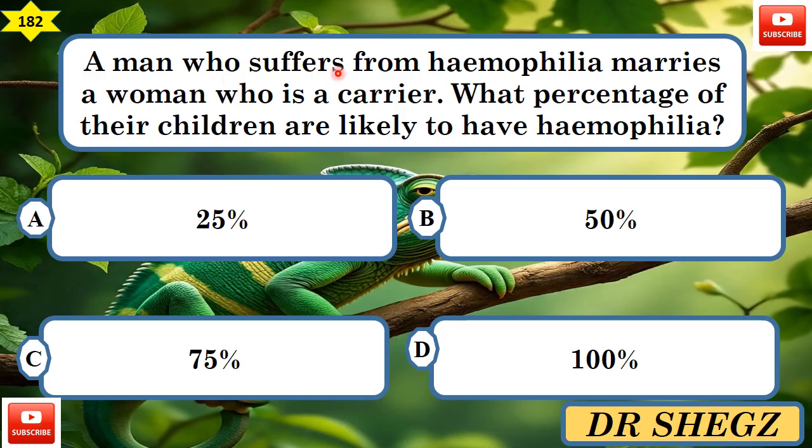A man who suffers from hemophilia marries a woman who is a carrier. What percentage of their children are likely to have hemophilia? We solved something similar earlier on hemophilia. It's a very, very simple calculation.